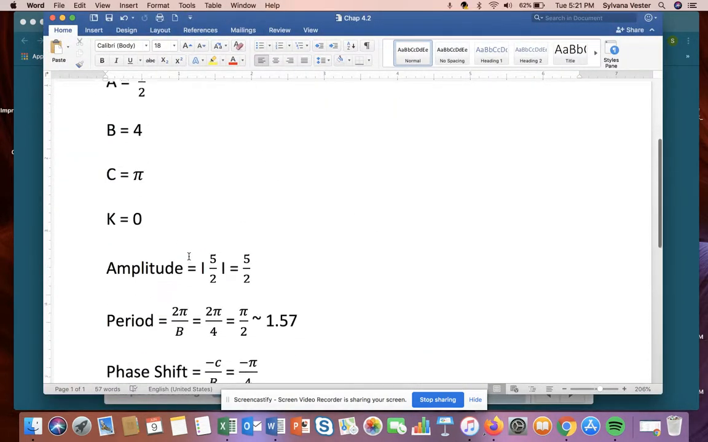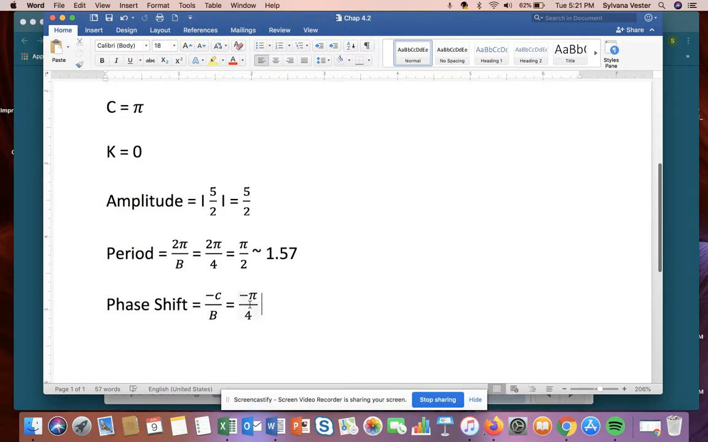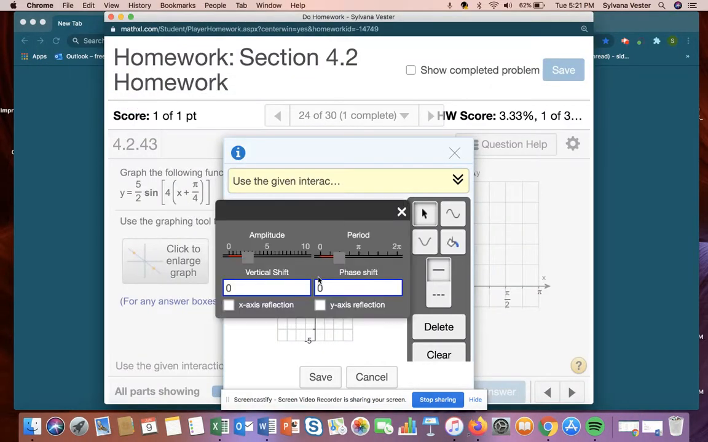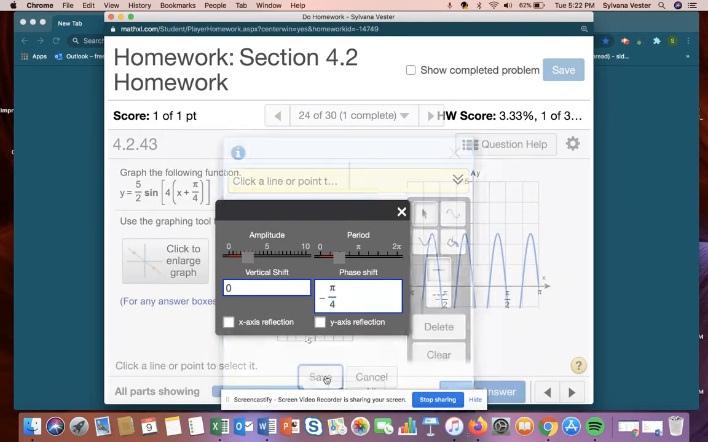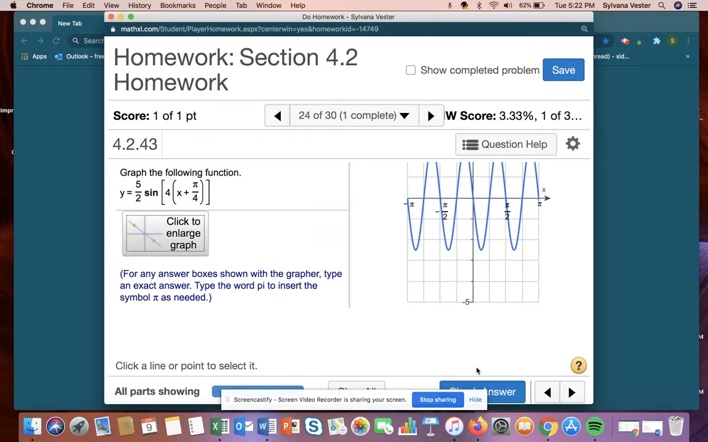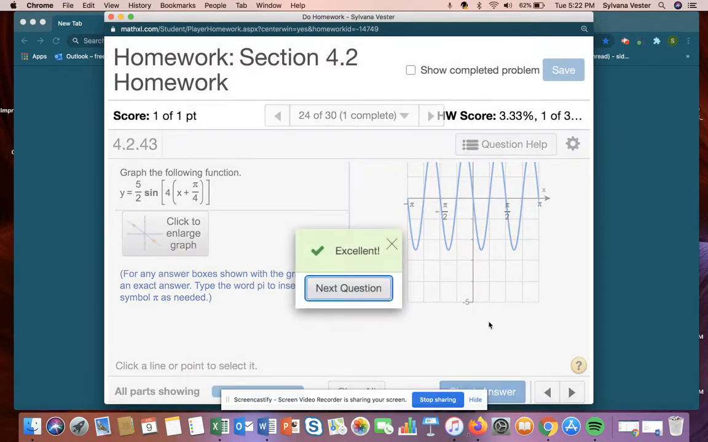And finally, the phase shift is negative pi over 4, and that's the one where you have to be careful because they tell you in the instructions that you have to actually put it in here as something like negative, write out the word pi, and then divided by 4, and you can't approximate it. Okay, so let's see if this works. So hopefully that is there, and then let me check the answer. And it works.